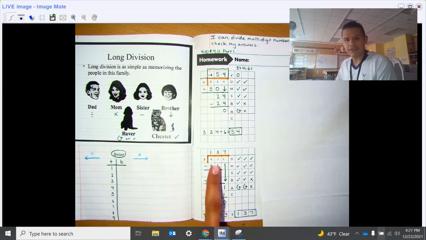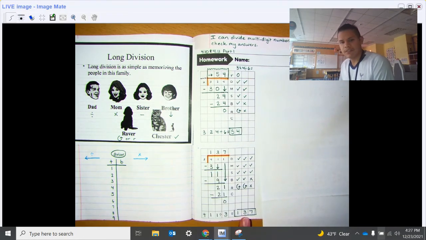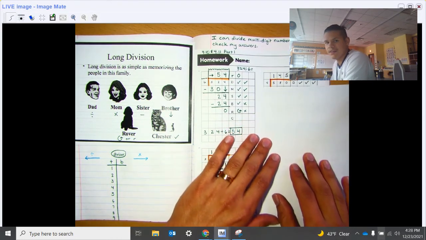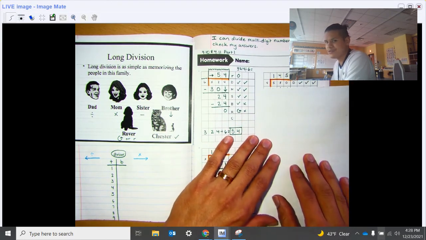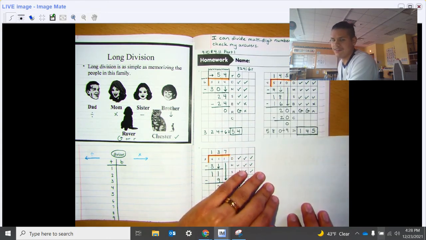Now, one thing I forgot to mention before I left off, 411 divided by 3. Remember our quotient is our queen that goes on top. So our quotient is 137. Let's take a look at the next problem. 580 divided by 4 is equal to 145. And here are all of the steps.